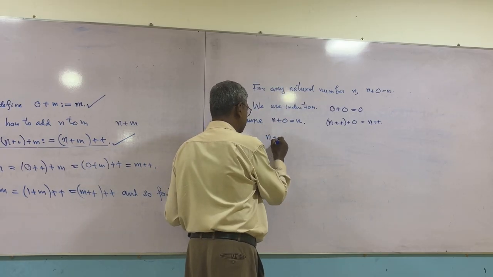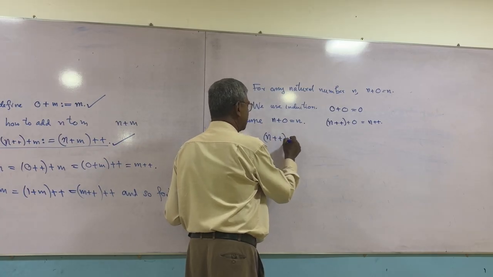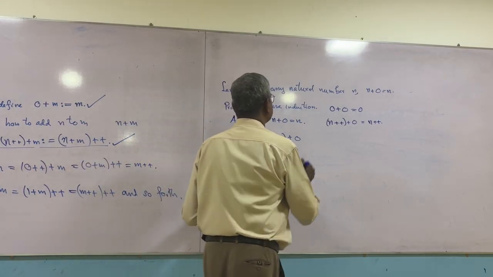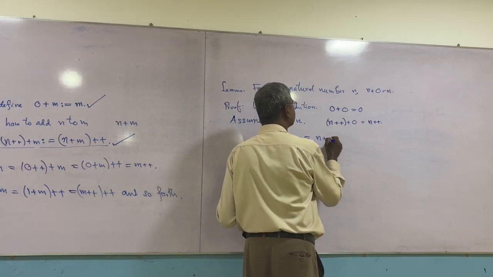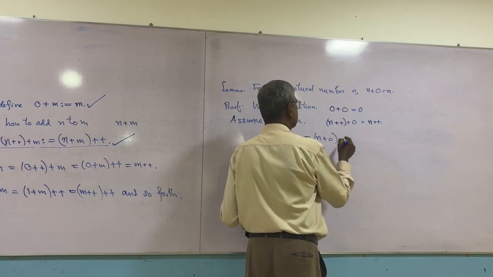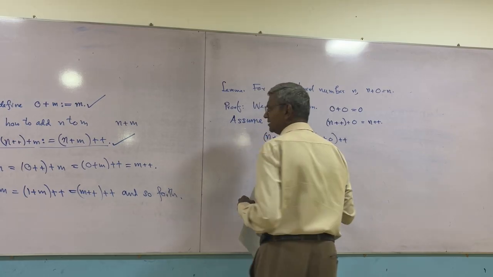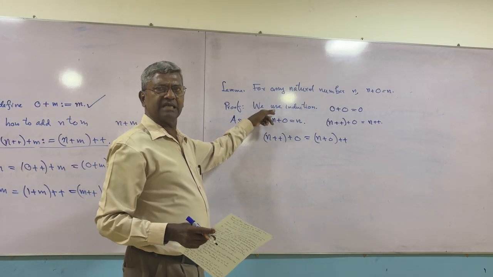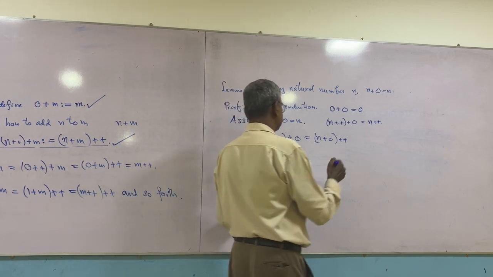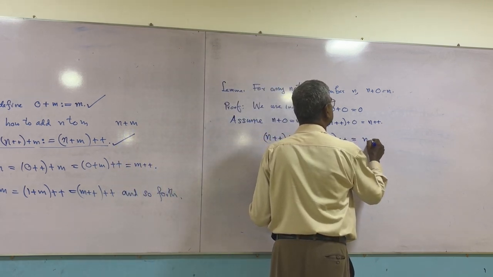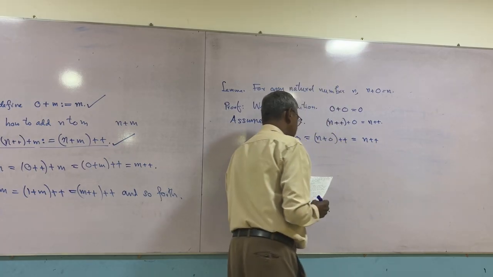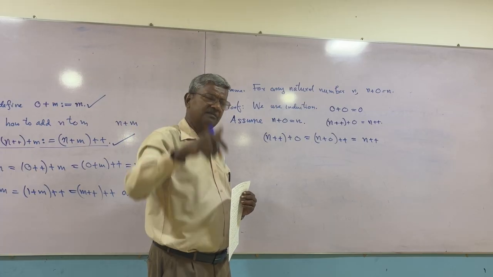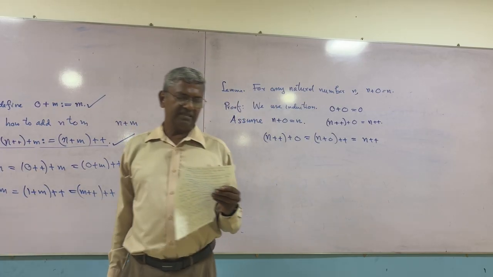However, n plus plus 0, by here it is n plus 0 plus plus, from the second one. I am assuming the induction hypothesis n plus 0 is equal to n, then plus plus. Proved. You understand? So this closes the induction.